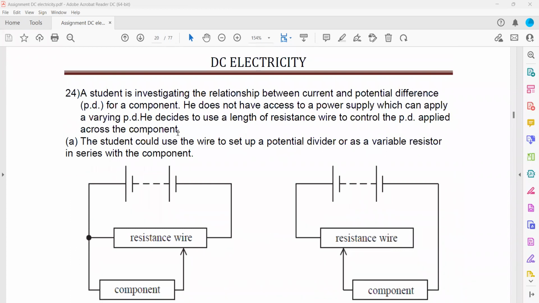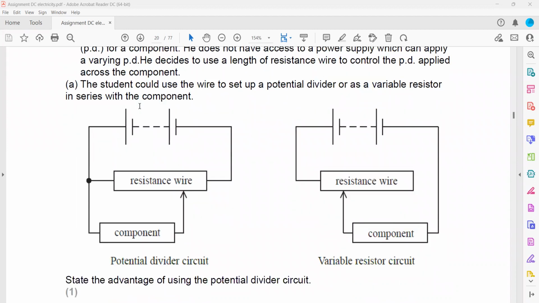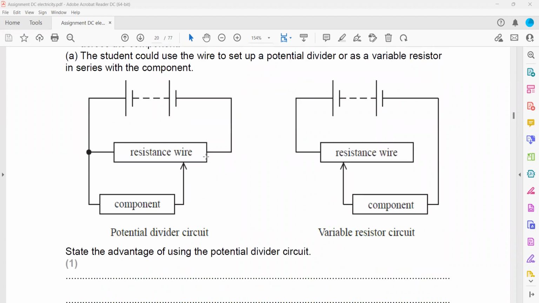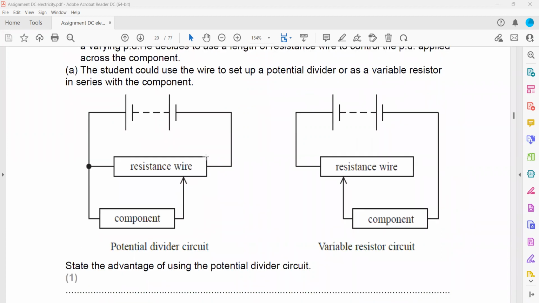A student investigates a relation between a current and potential difference. Here one is a potential divider circuit, another one is a variable resistor circuit. State one advantage of using a potential divider circuit. Like this is a potential divider circuit, this one is a variable resistor circuit. So what is the advantage?